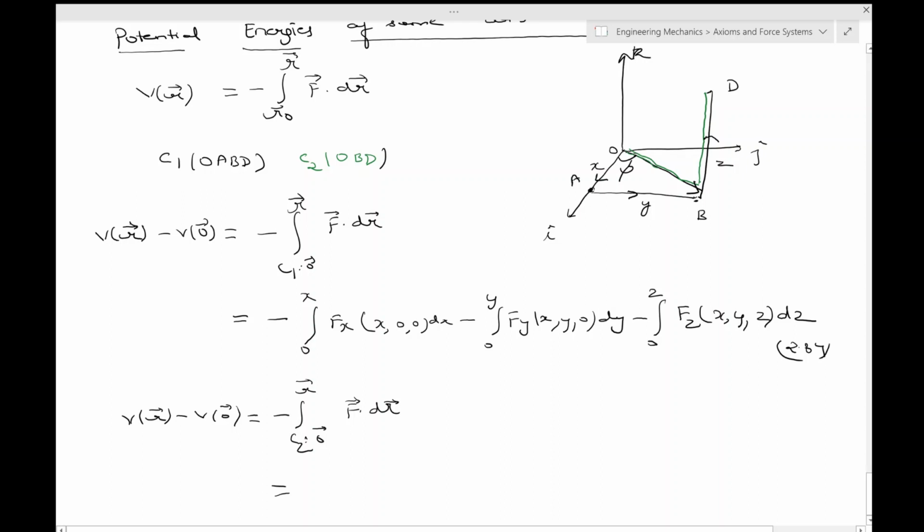Now going from O to B, that would be at a constant phi but changing r. So going from O to B, it's a path which has a constant phi but changing r. So I'll write it as fr r phi 0 dr. And then going from B to D, it's a constant r and phi, but the z is changing. So it would be r phi z dz. Okay, so this is 2.85. Now this is how you have calculated the potential energy, say for a piecewise linear curve.